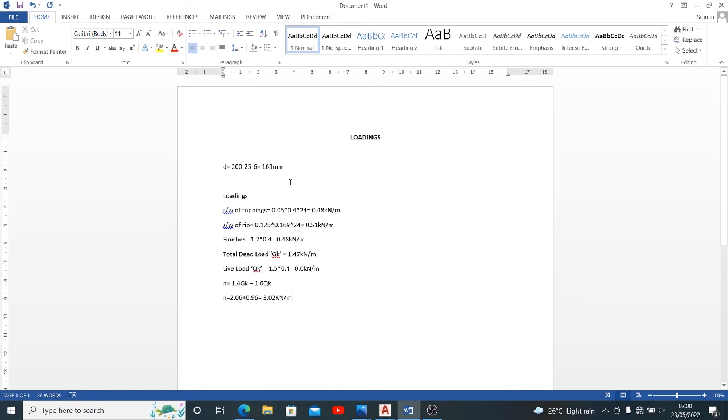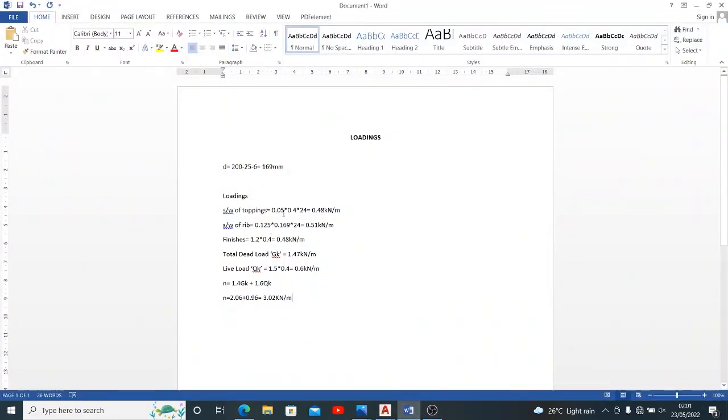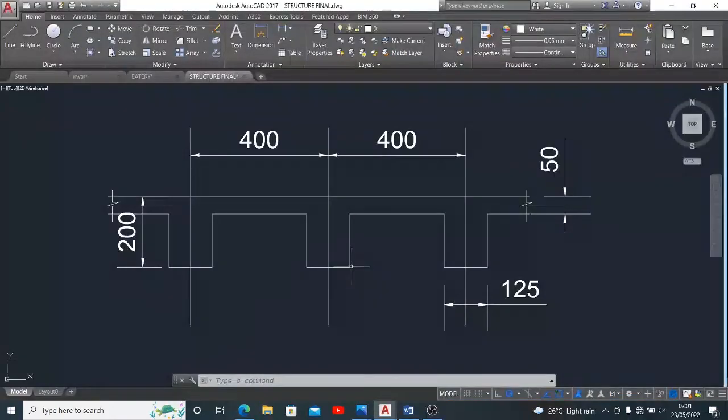Now to consider our loadings. The self weight of the topping, I showed us what topping means, which is the thin layer of our ribbed section, very thin, about 50 millimeters or less thereabout. To get the self weight of that topping, we have 50 millimeters converted to meter gives us 0.05, and we multiply by the width of that flange. So this is how it's going to be.